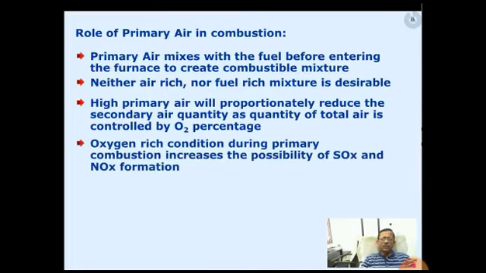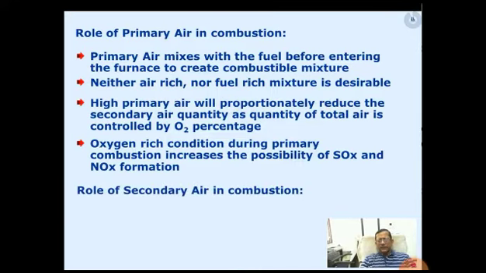Another thing is that an oxygen-rich condition in the initial stage of combustion is going to increase the possibility of NOx formation as well as SO3 formation, right? Because that is a high temperature condition and NOx is a high temperature reaction. SO3 also would be a possibility here because SO2 becomes SO3 when it reacts with nascent oxygen, and nascent oxygen is usually available in the preliminary condition of the combustion where the temperature is very high.